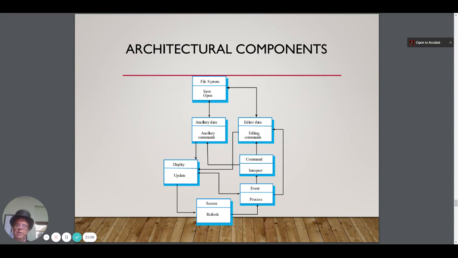And lastly, display. This keeps track of the organization of the screen display. It calls the refresh method in the screen when the display has changed.